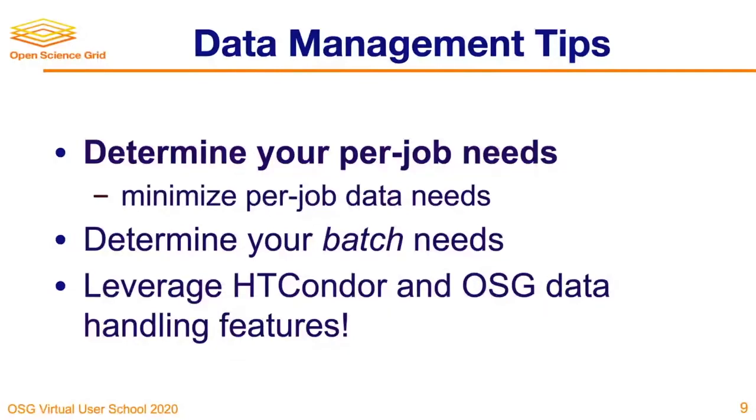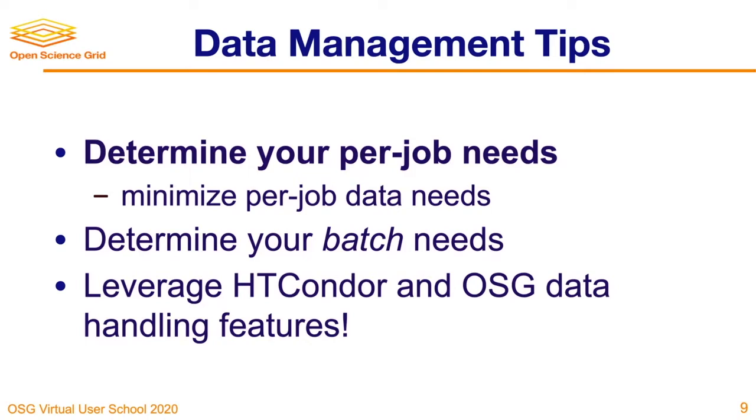So that planning that we talked about when you're jumping into doing your analysis, some things to think about are to start with your per job data needs. How much input does each individual job need? How much output do they each produce? How much data is created while the job is running? And once you determine those numbers, see if there's any way that you can minimize those things. Right? We want to cut our input and our output down to be just the bare necessities so that we're not transferring things that we don't need.